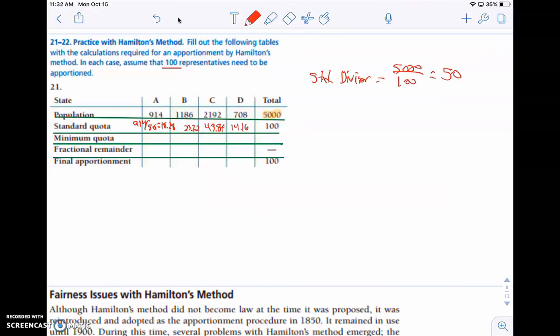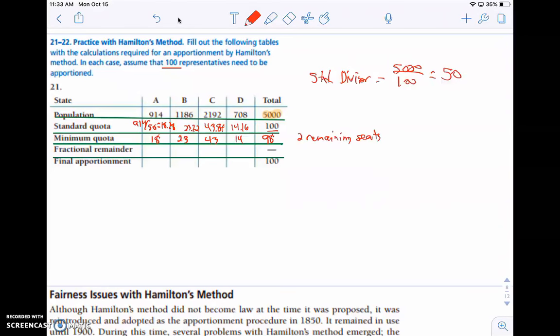Standard quota should always add up to the total number of representatives you have, or the number of apportionments you have. So the minimum quota for state A is, again, I'm just going to take off those decimals. So it's 18.28, so the minimum is 18. And the next ones are 23, 43, and 14. I'm just cutting off the decimals. Now if I add up all of those numbers right there, that's 98. So this means I have 2 remaining seats that I need to fill in.